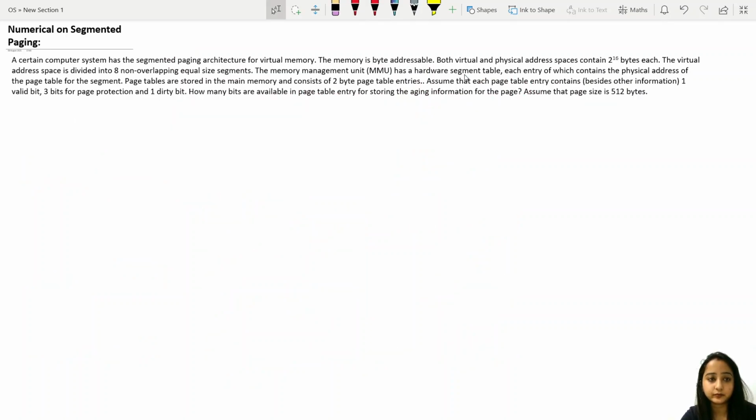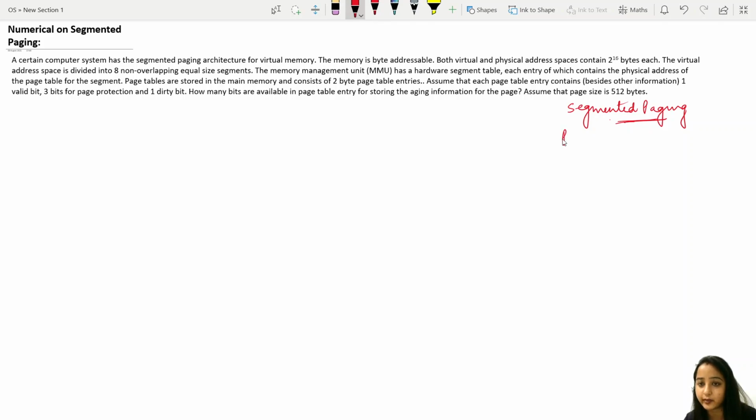Next one is segmented paging. So there is a concept segmented paging. What is this segmented paging? So what we do here is we combine the segmentation with the paging for the better CPU utilization, because there are some disadvantages also in the previous techniques, segmentation and paging. So we have this topic, the segmented paging. So let us understand what do you mean by this.